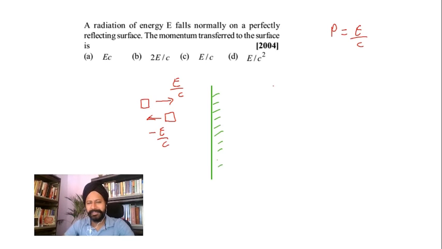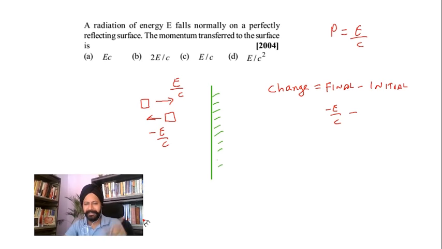Now what is the change? Change is equal to final minus the initial, right? That's what you call a change. So final is minus E by C. Initial is E by C, and there's a minus sign because of the formula here, so the total change becomes minus 2E by C. Now what do we do with this minus?